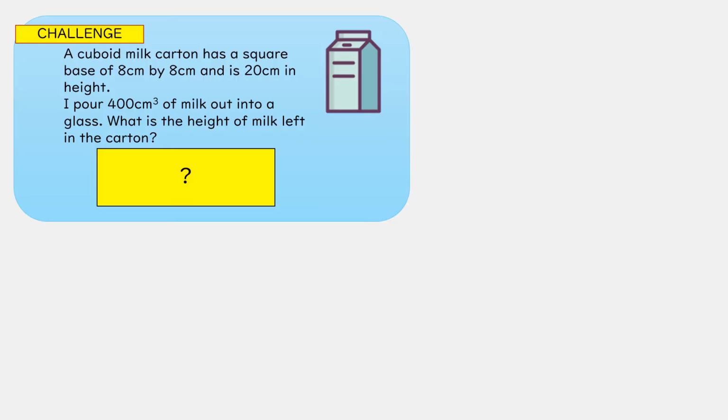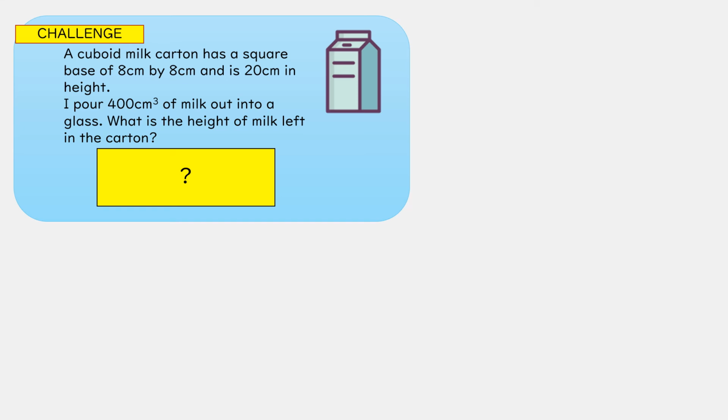Okay, let's finish with a challenge question. A cuboid of milk has a base 8 by 8 and is 20 centimetres in height. I pour 400 centimetres cubed of milk out into a glass. What is the height of the milk left in the carton? Pause the video, have a go at this.